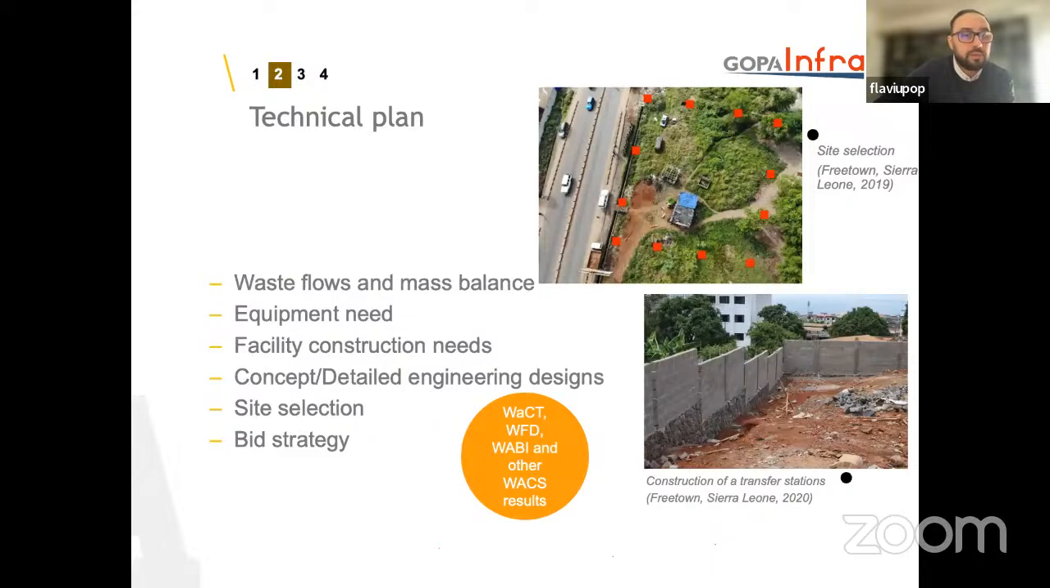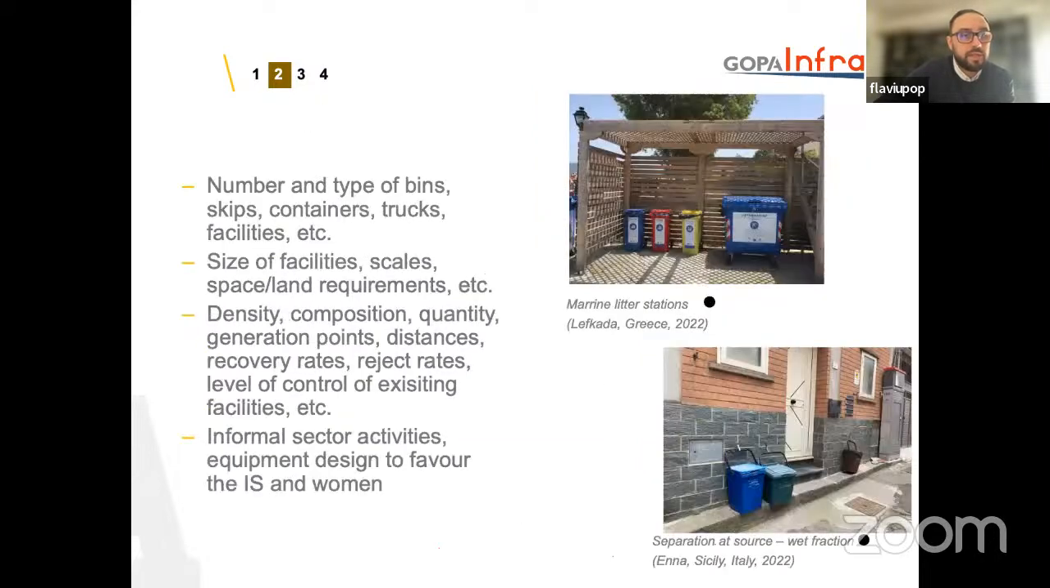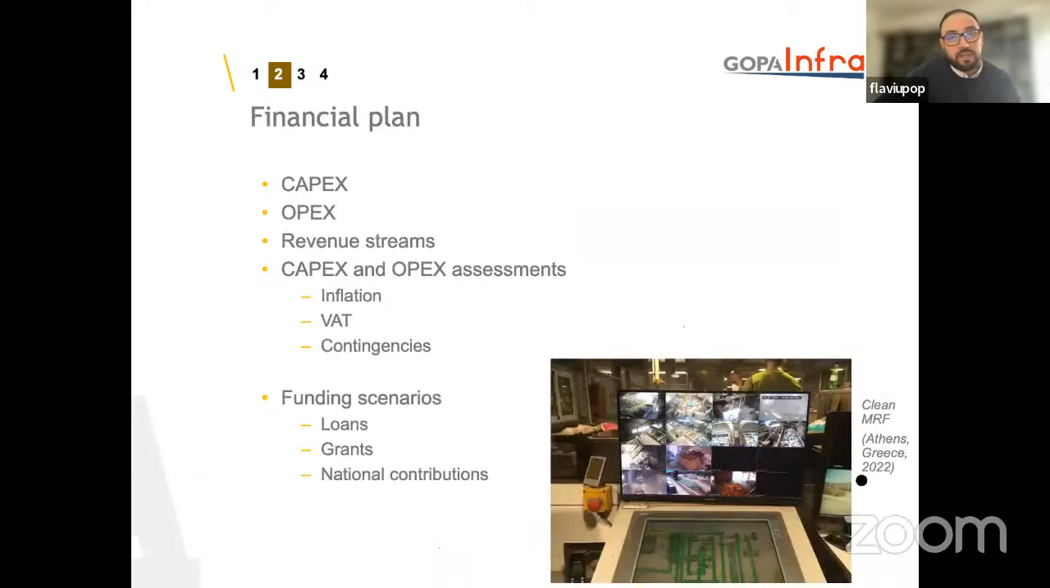That will really help us to go through this step. As I said, I just gave some examples. We can estimate number, types of bins, skips, containers, trucks, etc. Informal sector activities, understand them, design equipment to favor them, for example, or even take into account gender considerations.